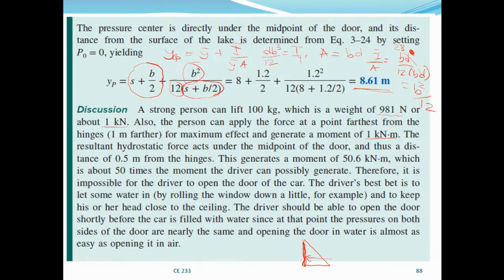And what moment can it generate? The moment to be generated is going to be 0.5 times the hydrostatic pressure force, which is 101.3 kilonewton. Okay, so approximately 50.6 kilonewton meter, while you are generating a counter moment of 1 kilonewton. So definitely it is impossible for the driver to open the door because you cannot generate enough moment to counterbalance this moment imposed by the hydrostatic pressure force.